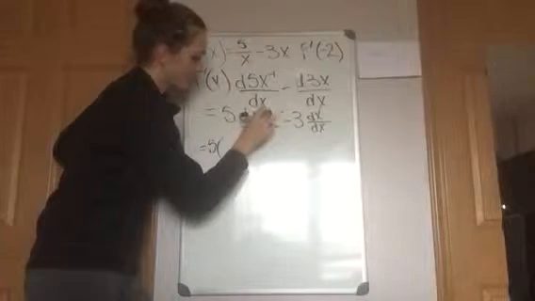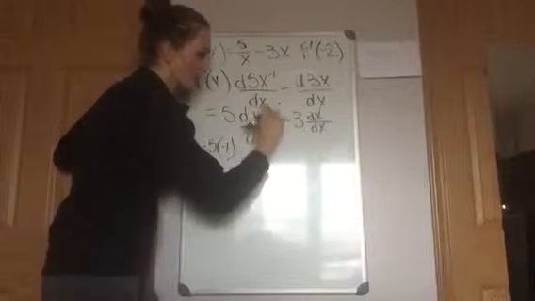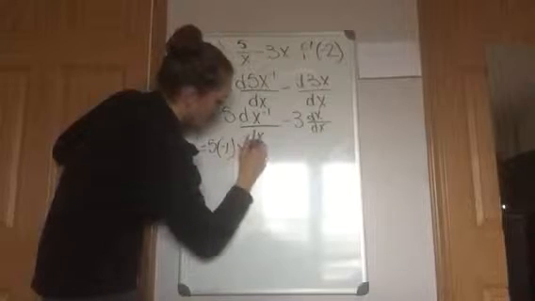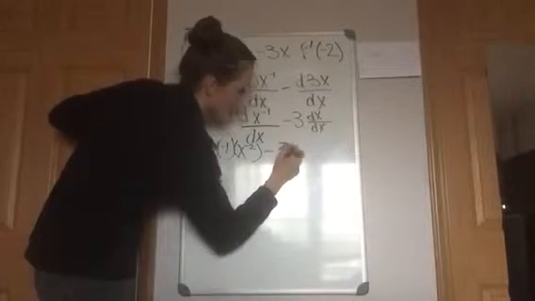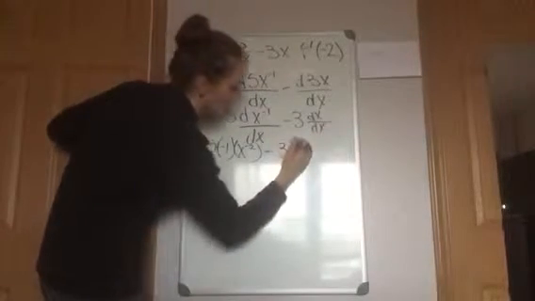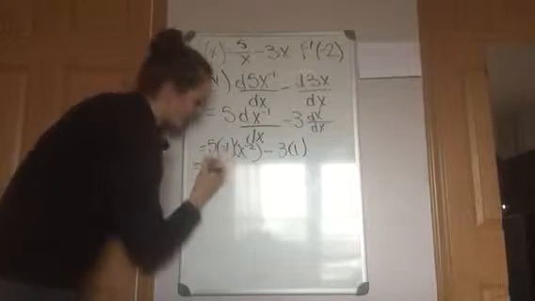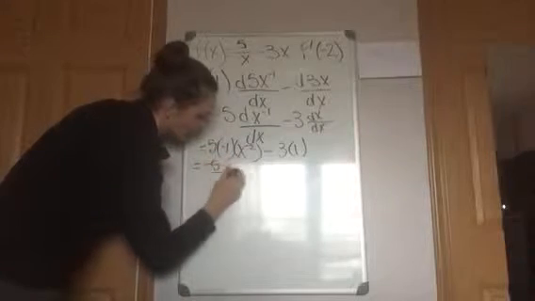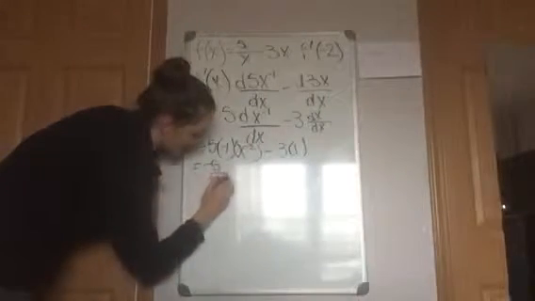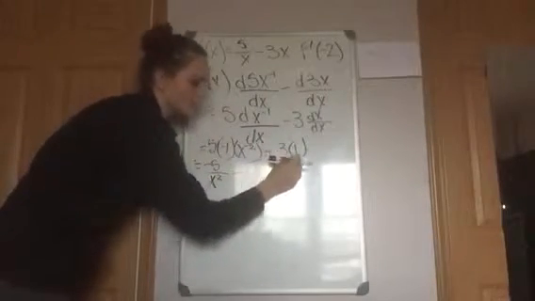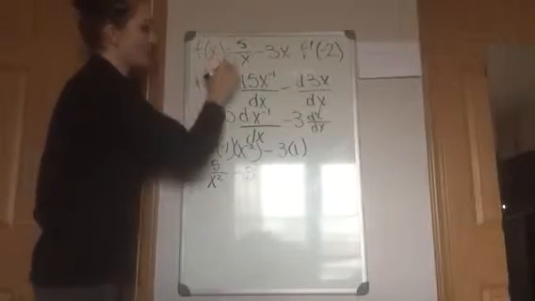So we get 5 times, using the exponent rule, we can bring this -1 down, and -1 minus 1 will be x to the -2, minus 3, and the derivative of x is 1. So we get 5 times -1 is -5, and we're going to bring this back down into a fraction, so it'll be -5 over x squared minus 3 times 1 is 3. So that is our derivative of f of x.